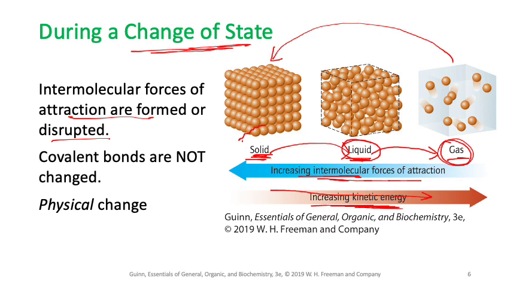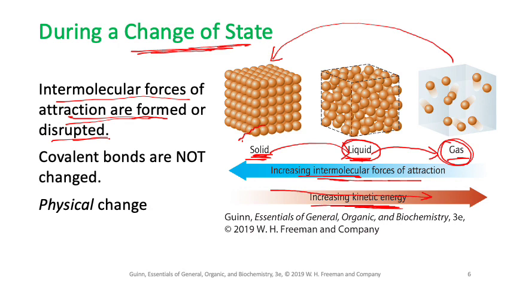And how can we get the atoms in the liquid to move and become more separated? By breaking the intermolecular forces between them, right? So remember this: during a change of state, the intermolecular forces of attraction are usually formed or disrupted. We just talked about how we can convert a solid to a liquid or a liquid to a gas by disrupting the intermolecular forces between them. We can do the same thing in the opposite way.